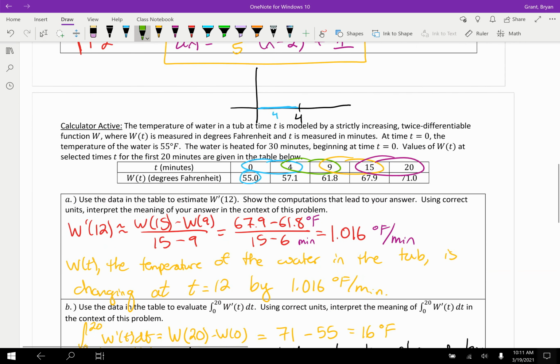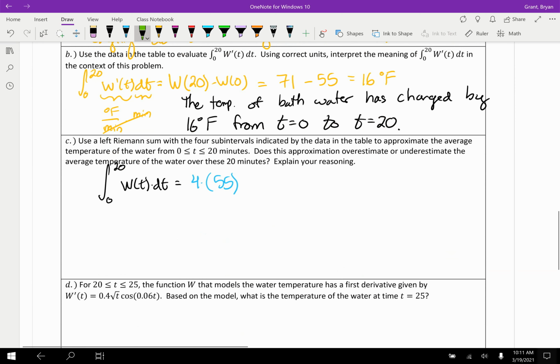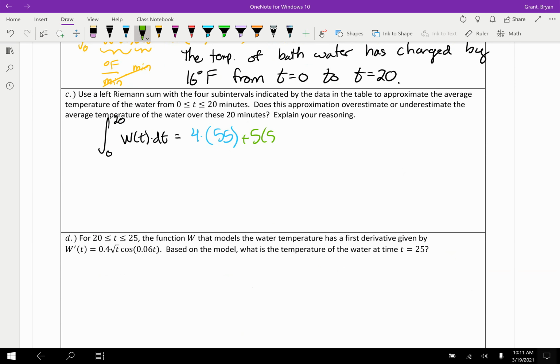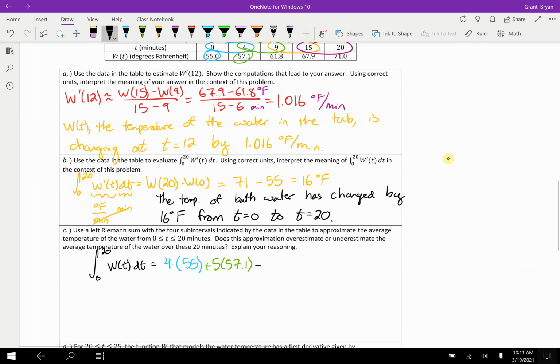In this green one, we're going from 4 to 9. So how long is the base? The base is 5. Subtract those two. Base of 5, height of 57.1. And so on and so forth. I need to zoom out to see the rest of these. My third one is going to be from 9 to 15. That's a base of 6. And then I'm choosing the left, so 61.8. And last but not least, we have a base of 5, and we're choosing the left, 67.9.